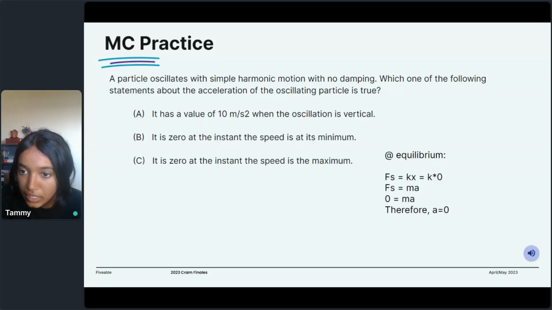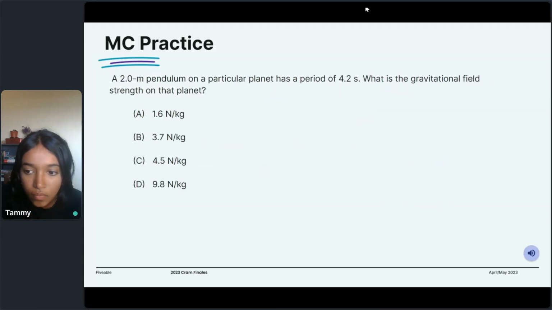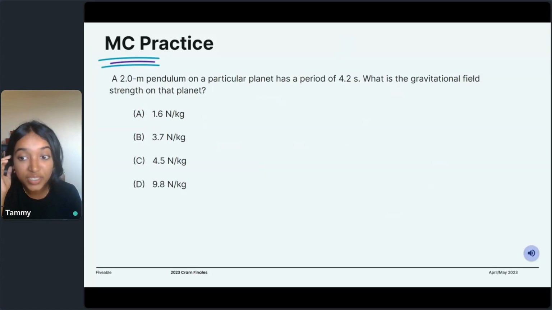So let's move to the next problem. It's a little bit more mathy, I think. Next slide. Okay, this is with real numbers for once. We're given a 2-meter pendulum on a particular planet that has a period of 4.2 seconds. What is the gravitational field strength on that planet? You should be able to solve this one. So take a minute, and when you're ready, please put it in the chat.